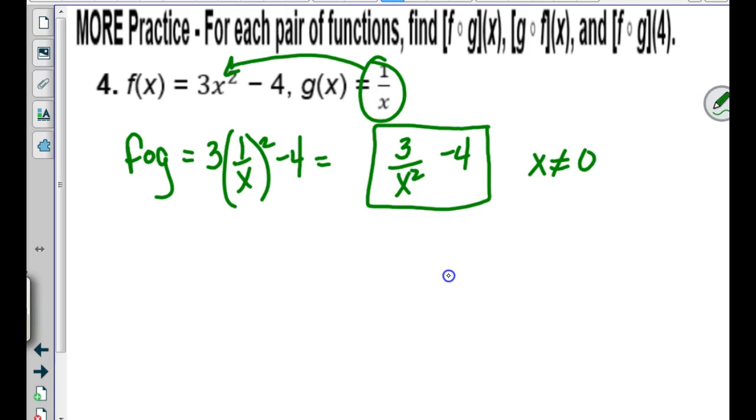Is that the one we're supposed to put the 4 in or the other one? It says f of g of 4. Is that f of g right there? Yeah. So we can put the 4 in here. We get a lovely 3/16 minus 4. Is it 61/16? Anyone type in for me? Negative 61/16. Get a fraction. 3/16 minus 4, math, enter. Is that right? Negative 61/16.